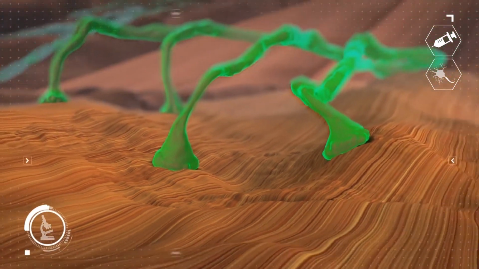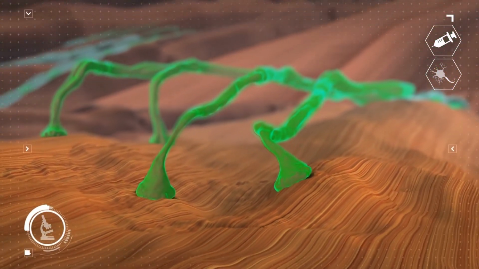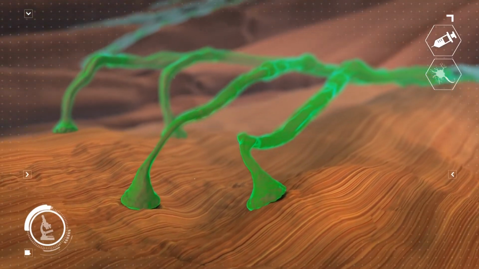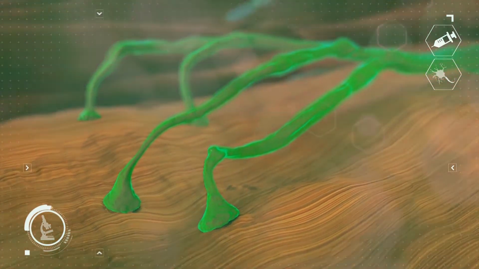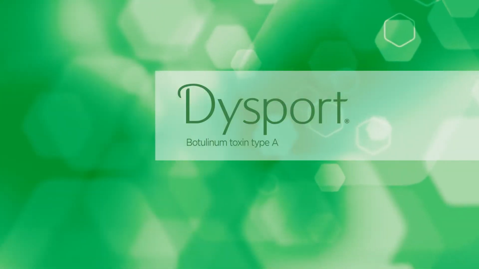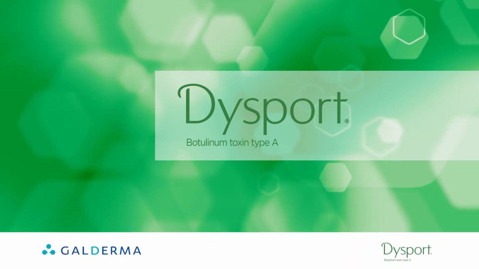Eventually, the original neuromuscular junction regains the ability to work again, and normal muscle function is restored. Dysport relaxes the muscles involved in the formation of dynamic wrinkles.